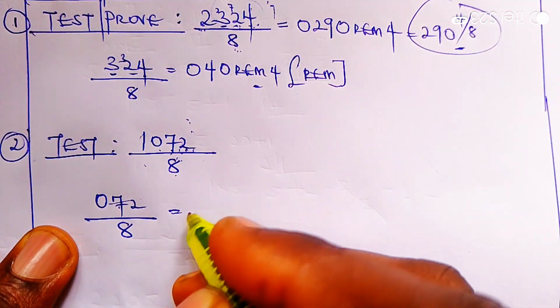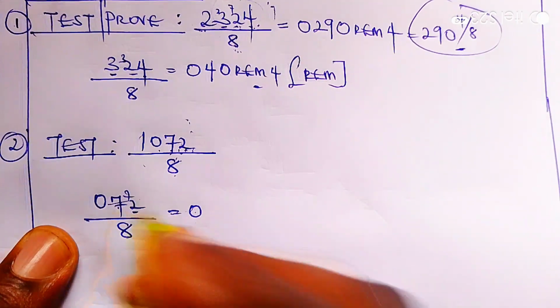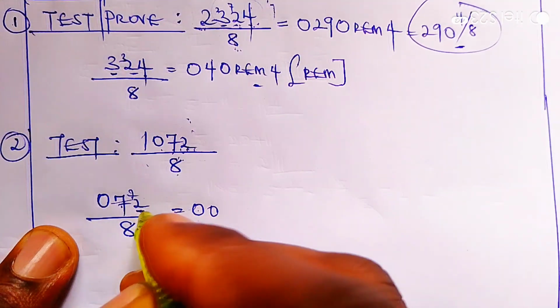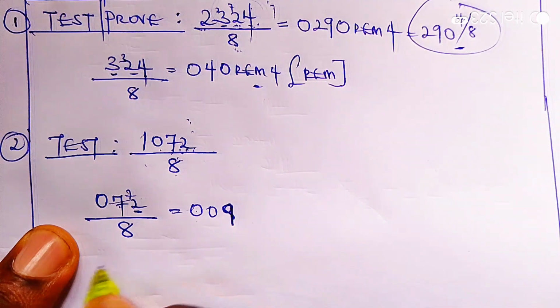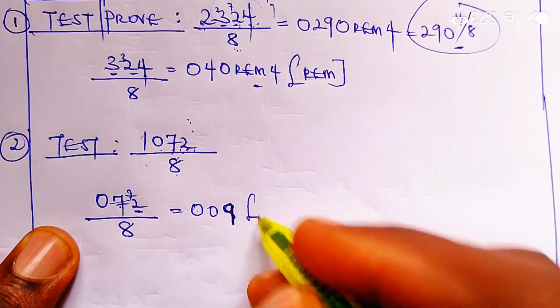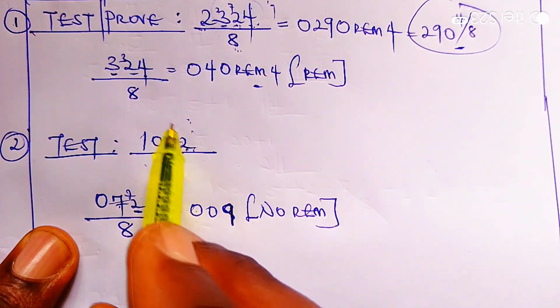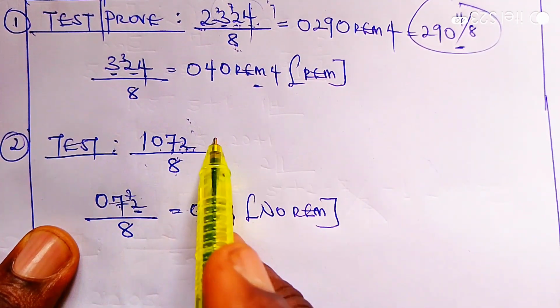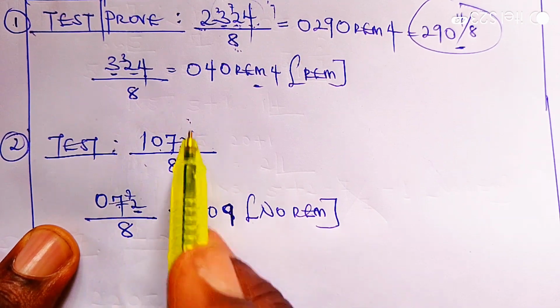8 into 0 is 0. 8 into 7 is 0, remainder 7. 8 into 72 is 9. There is no remainder. It means when 8 divides a number, no matter how big the number is, if 8 can divide the last 3 digits, there won't be a remainder when 8 divides the main number.